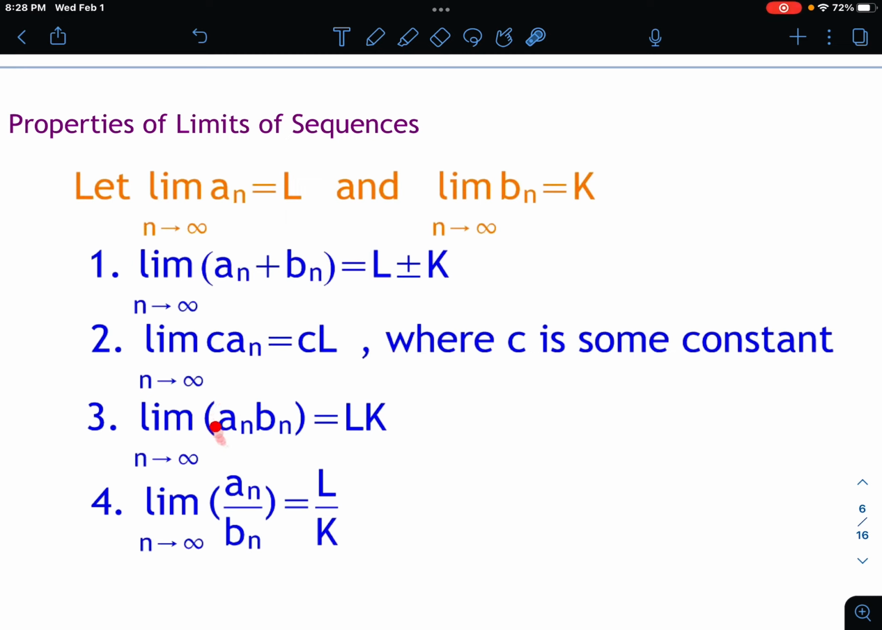If you take both of these limits and multiply, each of them applies the same way. The limit of a sub n as n approaches infinity is L. The limit of b sub n as n approaches infinity is k, so you get L times k. Same thing when you divide.